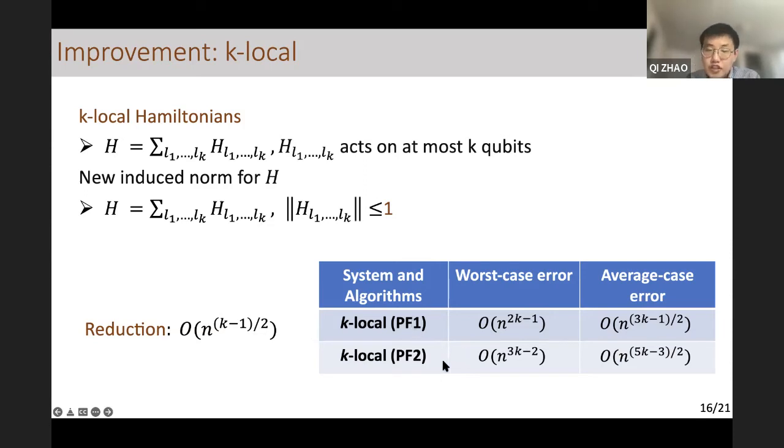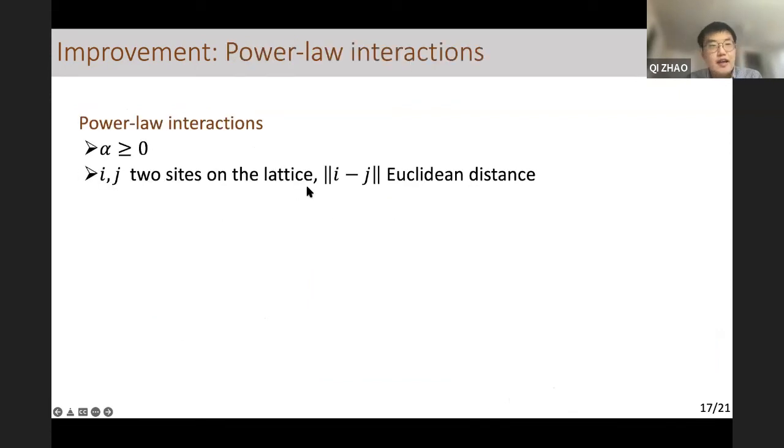Okay, and here we didn't show the result about the scaling of t and r because for both the worst case error and the average case error, they're the same. So we didn't change these parameters t and r. We only changed the scaling of n, the number of qubits. Okay, and we also consider some power law interactions.